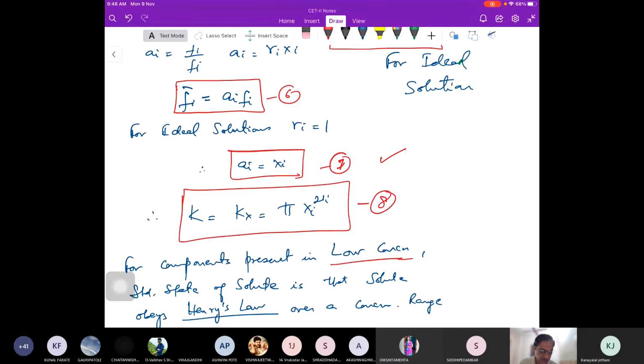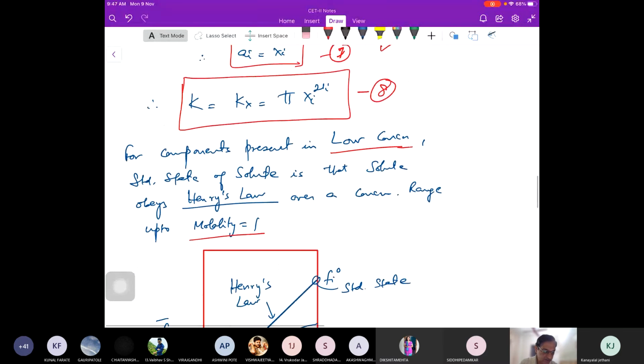So we get K is equal to Kx, which is nothing but xi raised to the power of nu i. So if you know the concentrations, you can use that directly. ठीक है? Question 8. ठीक है, there are no questions.